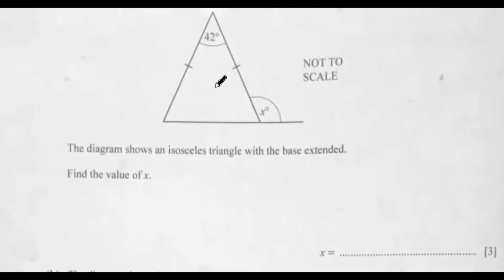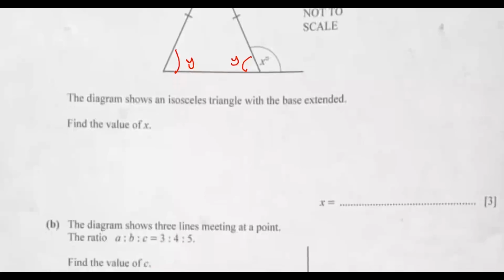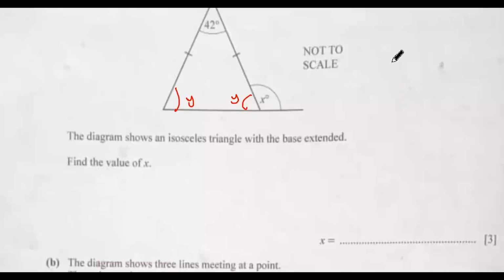Since we know that this is an isosceles triangle, then this angle and this angle will be equal. So I can put y here and y here. We know that the sum of angles in a triangle adds up to 180 degrees. So I can easily say y add y add 42 degrees equals 180 degrees. So this and this add up to 2y plus 42 degrees equals 180 degrees.